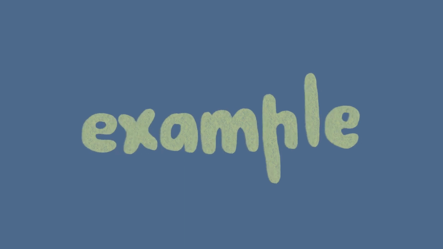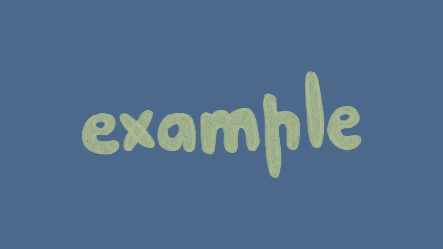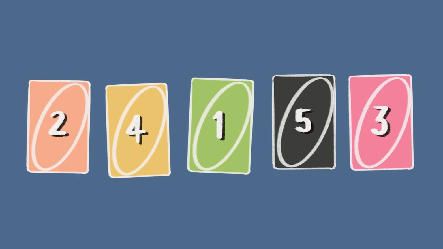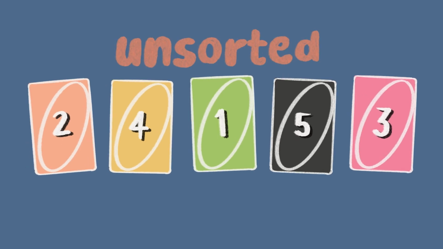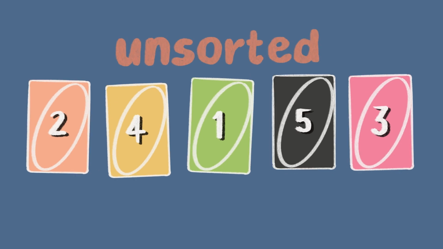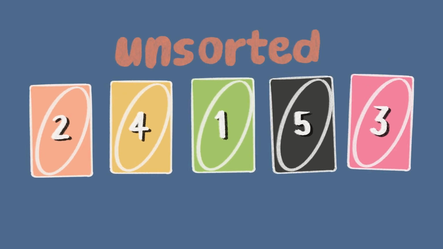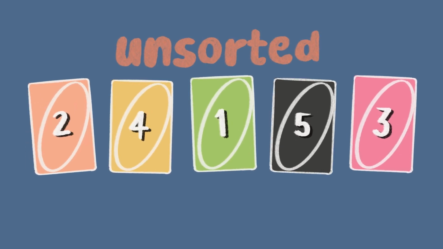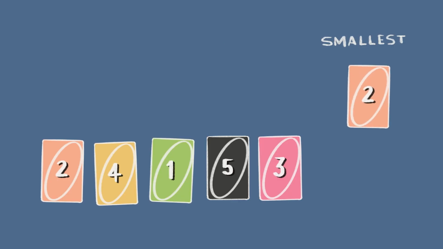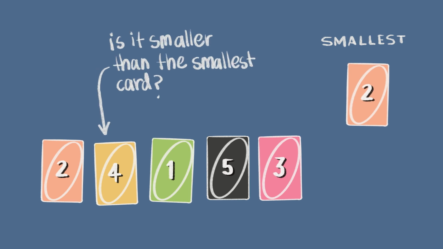Let us take a look at a detailed walkthrough of the algorithm with the help of an example. Consider a list of 5 cards that need to be sorted in ascending order. At this point, the entire list is unsorted. As the first step, we find the smallest card in this list. We do that by assuming that the first card is the smallest card and comparing it with every other card in the list.